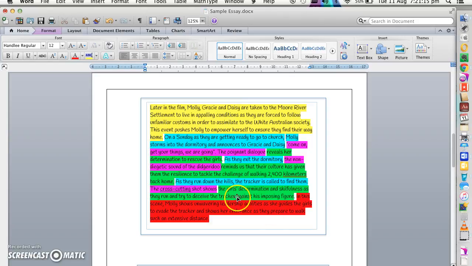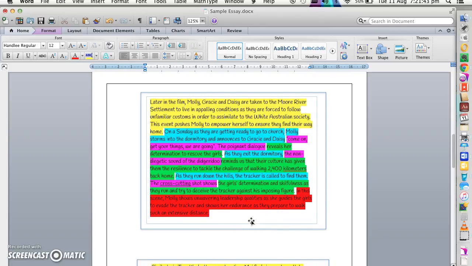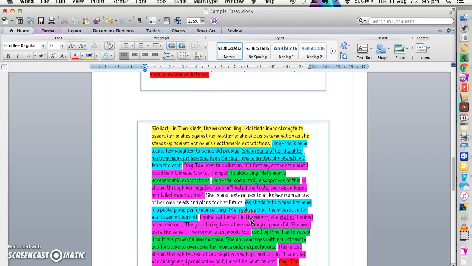But the way I have used it here, I am saying they're not only escaping, but they even try to deceive the tracker. And that when they go down to the river, that's actually a case. I haven't explained that because I wanted to include those particular techniques that we talked about in class. In this scene, to conclude, Molly shows unwavering leadership qualities as she guides the girls to evade the tracker and shows her endurance as they prepare to walk such an extensive distance.